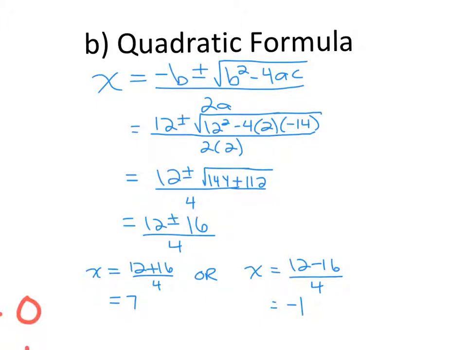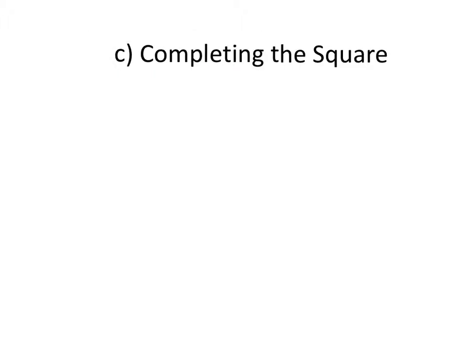so now we've got x equals 12 plus 16 over 4, which is the same as 28 over 4, which is 7, or 12 minus 16 over 4, which is -4 over 4, or -1. And so now we have our zeros from the quadratic formula.